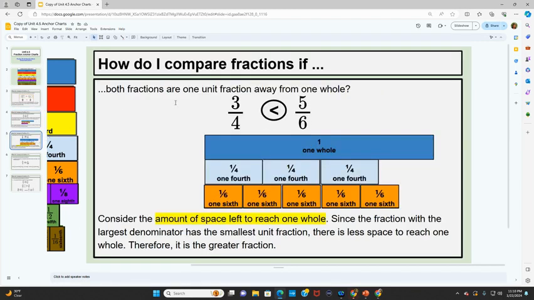When both fractions are 1 unit away from one whole, which one is the largest? How can we compare these fractions? Consider the amount of space left to reach one whole. Since the fraction with the largest denominator has the smallest unit fraction, there is less space to reach one whole. Therefore, it is the greatest fraction.